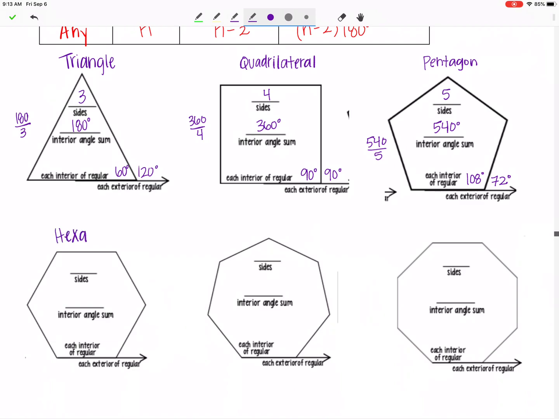All right, six-sided figure, those are your hexagons. Interior sum would be 6 minus 2 times 180, 720 degrees. 720 divided by 6 gives me 120 degrees on the inside and 60 on the outside. So notice how that's very similar to the pentagon, but kind of like the opposite position.